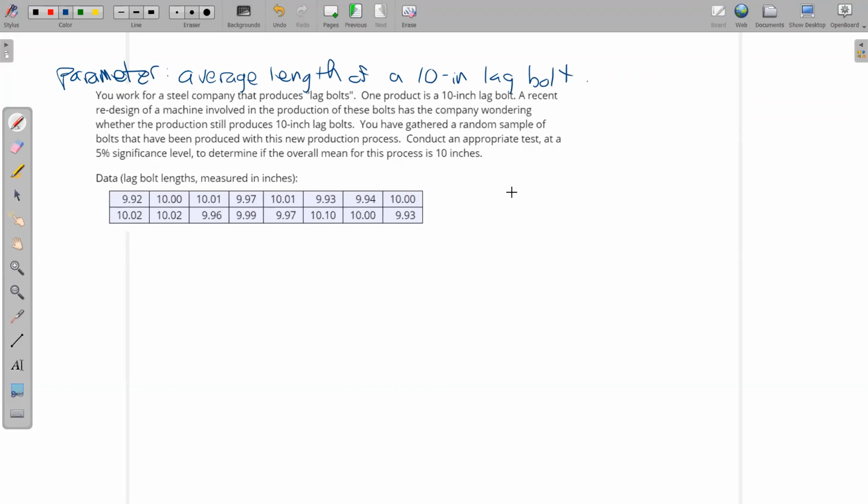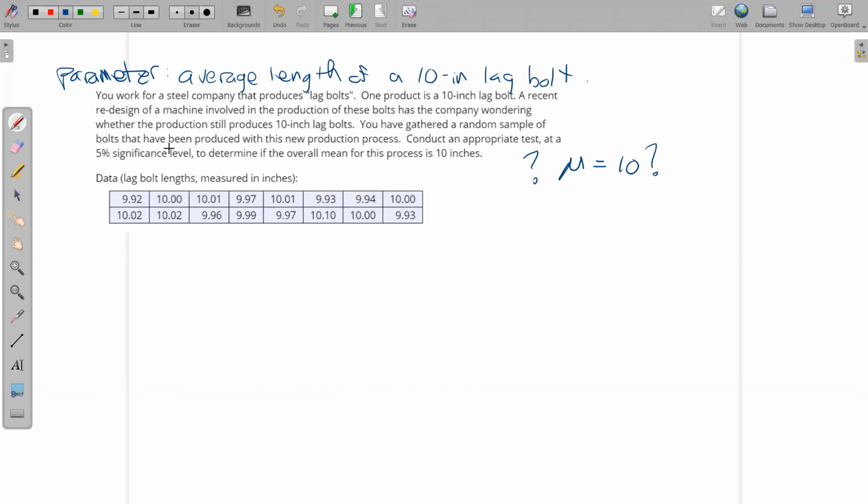Okay, so the machine was recently redesigned, and they're wondering, is it still producing 10-inch lag bolts, or are they significantly smaller or significantly larger? So in that second sentence, they're just wondering, is it still producing 10-inch lag bolts? So question, does the average length still equal 10? That's the only question I have so far.